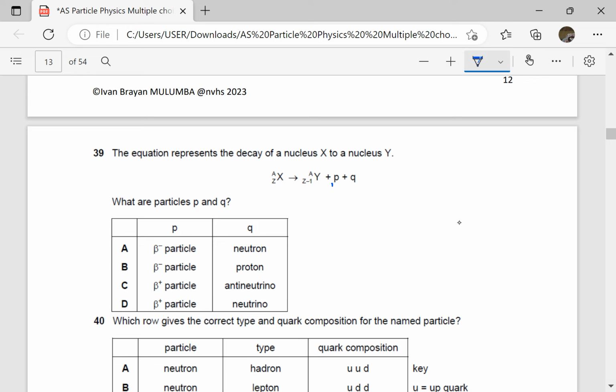And the nucleon numbers remain the same, so P has 0 on top, so this is a positron. That is a positron, or beta plus. So that one is P, beta plus. So this one and this one are wrong. We remain with C and D.